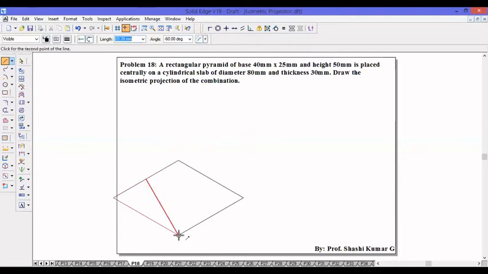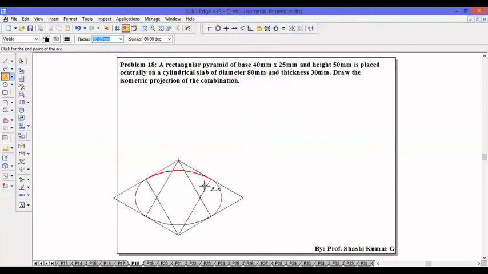The base of the cylinder is a circle. The isometric view of a circle is an ellipse. So we need to construct the ellipse. Go for arc by center point method. Draw the required arcs. And finally, this will be the center and join the rear arc. The thickness of the cylindrical slab is given as 30 mm.